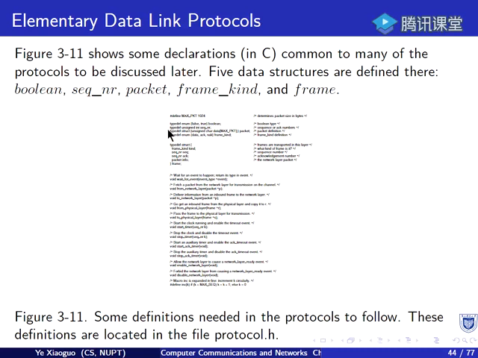This is some definition. This is a structure definition. This is some interface. And you can look at this code in detail in the PDF file.